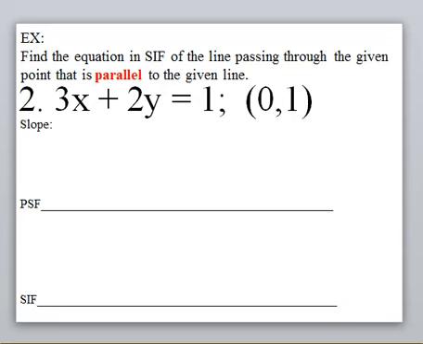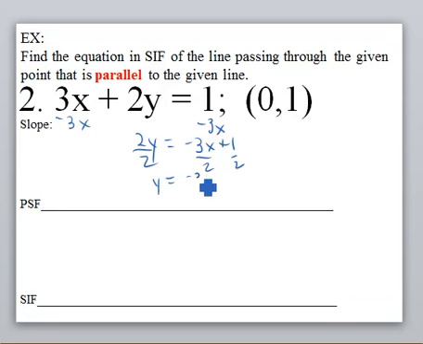This next example, I can't find the slope as easily as the last one because it is not in y equals mx plus b form. So the first thing I have to do is solve for the y. That gives me 2y equals negative 3x plus 1. I would divide by 2 everywhere. That gives me y equals negative 3/2 x plus 1/2.